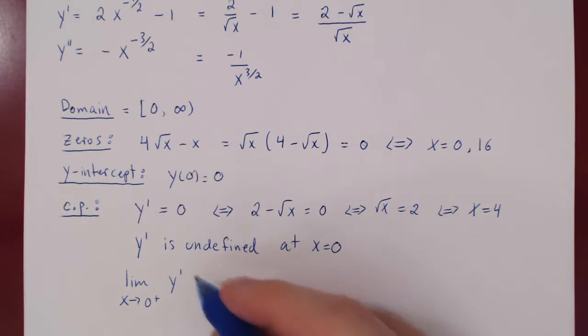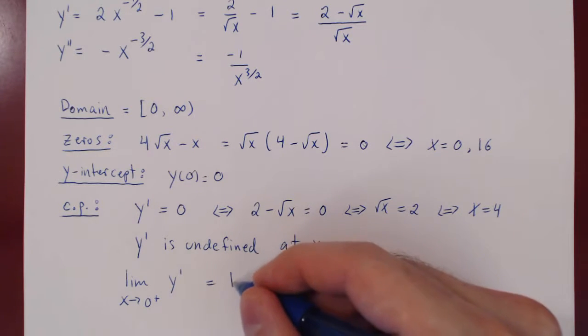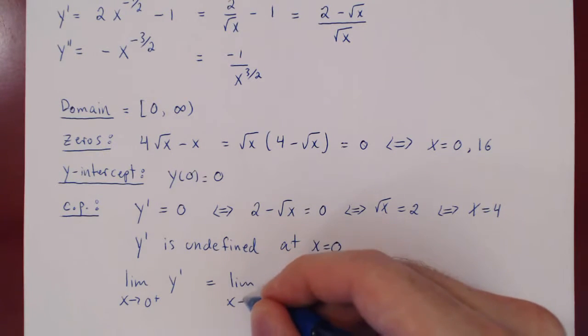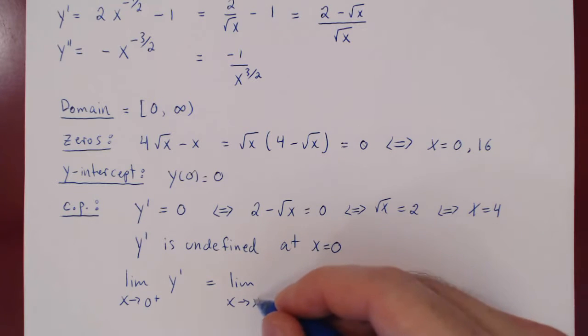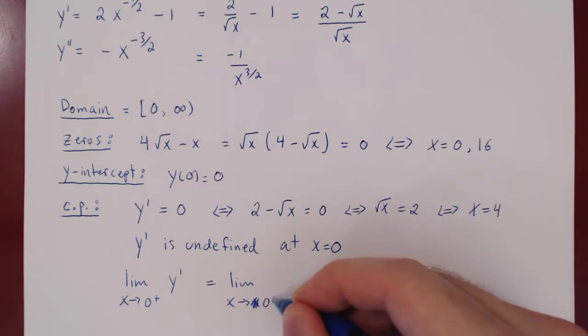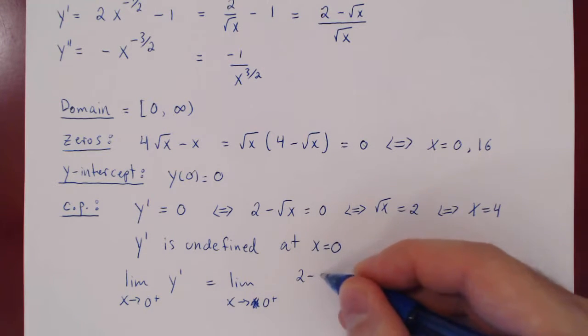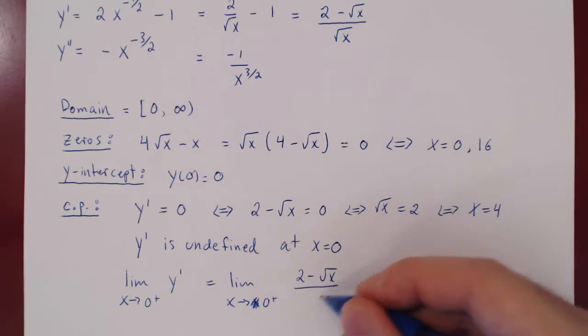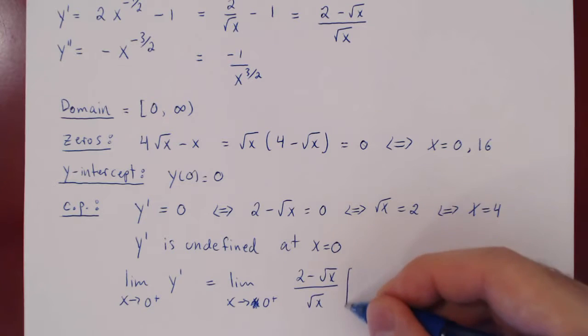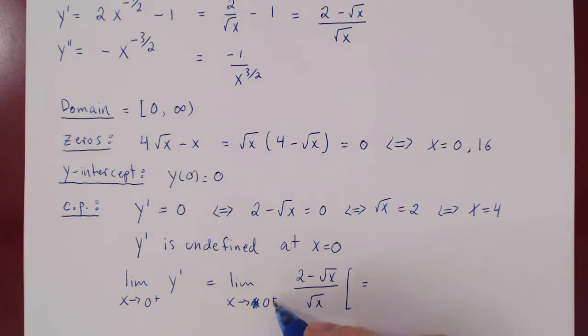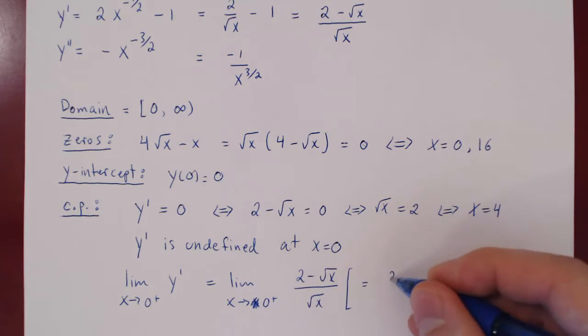So let's see what happens to our derivative as x approaches 0 from the positive side. The derivative is 2 minus root of x over root of x. Let's look at our case. As x goes to 0, root of x goes to 0. 2 minus 0 is 2.